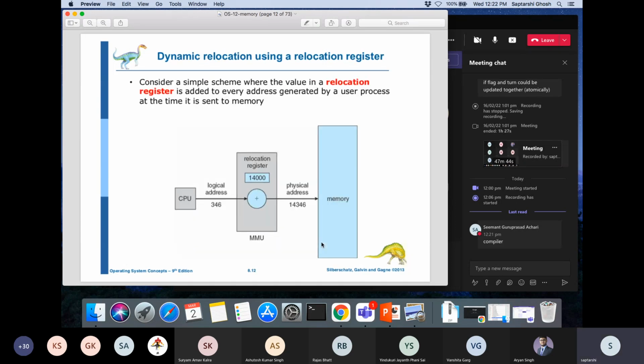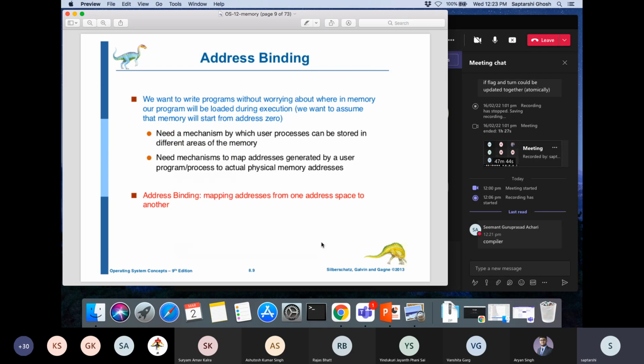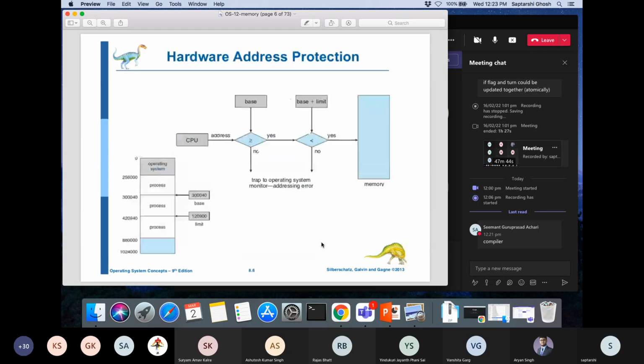Consider a simple scheme. We will consider different schemes of such mapping, but consider the simple scheme. As we discussed, all programs will generate logical addresses, assuming that the memory starts from 0. But that is not the case. We have seen a picture like this. Let me just go back. So this picture here.